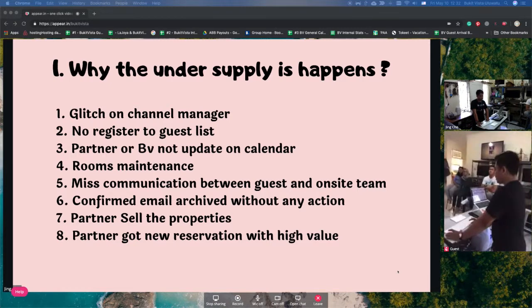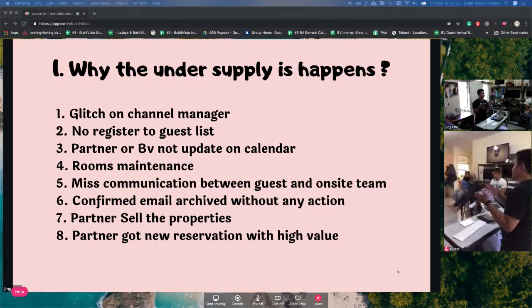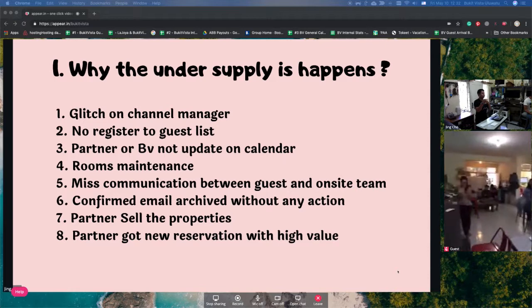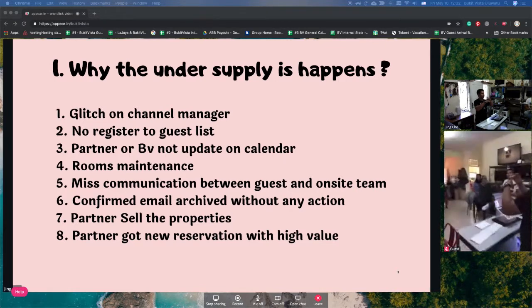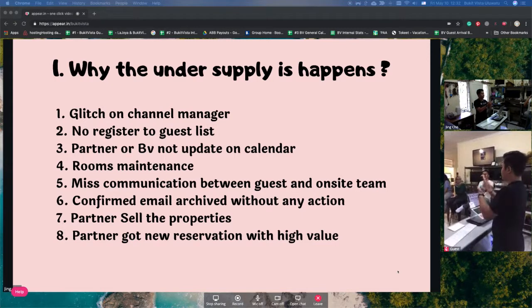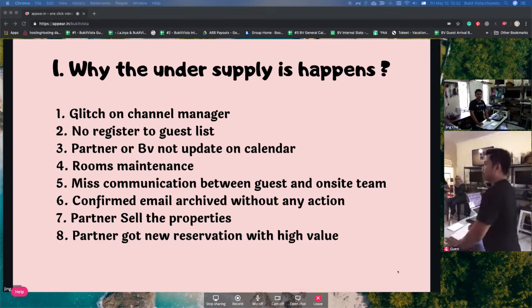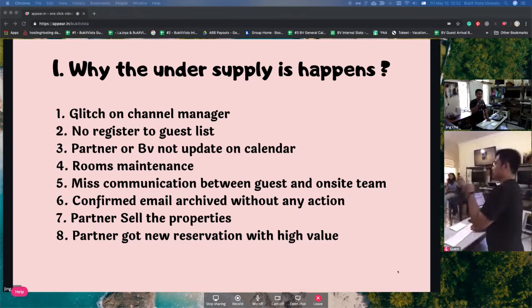Before, the Toolkit didn't use the new API, so it was an old API. That makes it very possible to have a double block on the calendar. If it's already blocked by the owner, we can still accept the booking, and the instant book can still go to the rental. So that's one of the sources of undersupply that can happen.